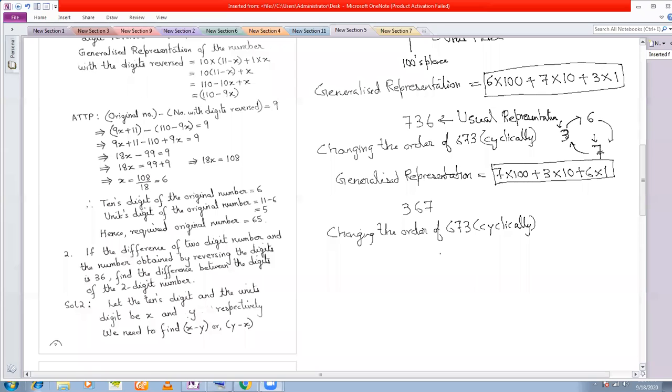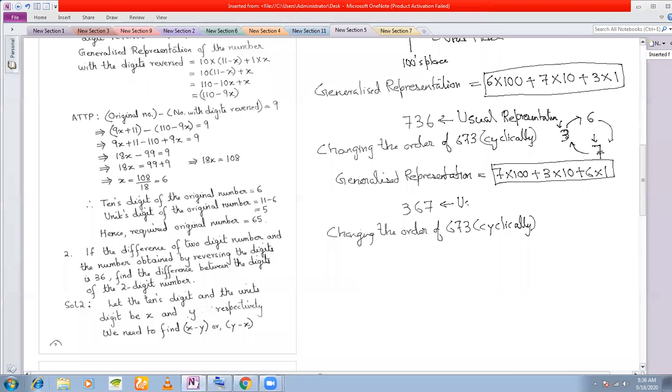Hasn't joined. Okay, changing the order of 673 cyclically, we get another number, 367. So this is my usual representation, and my generalized representation is: 3 is in the hundreds place, so we multiply 3 with 100, plus 6 in the tens place, and 7 is in the units place. So this is my generalized representation.